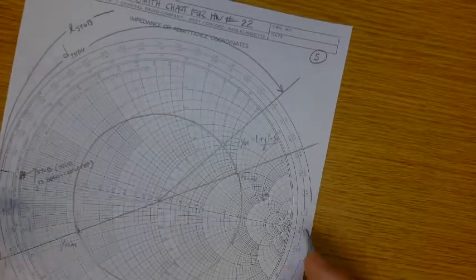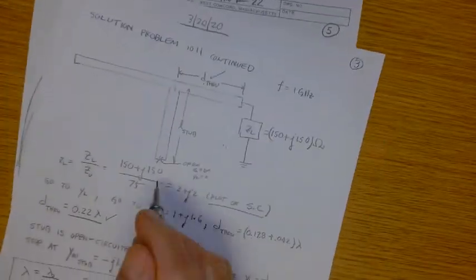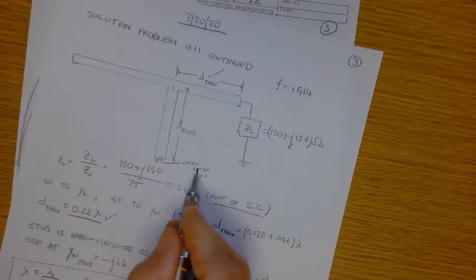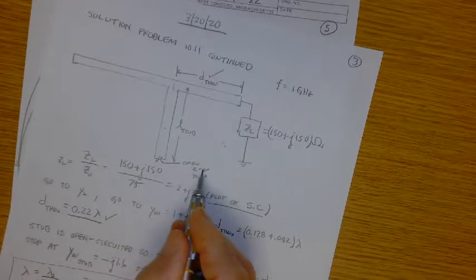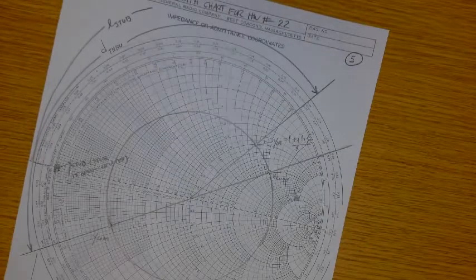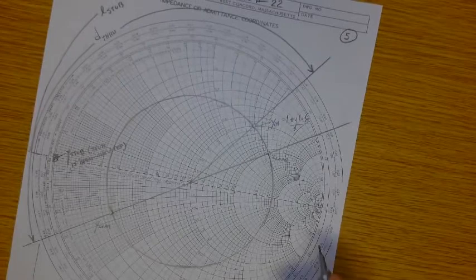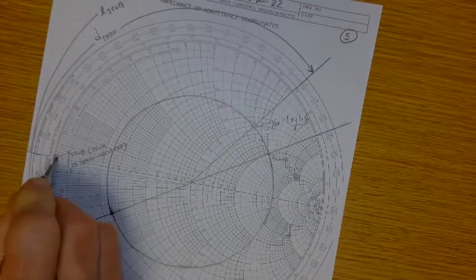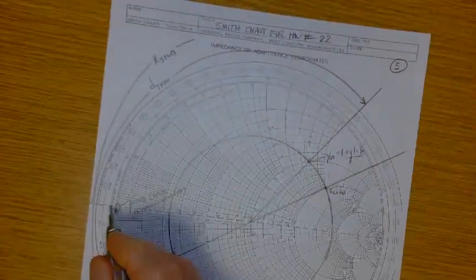Right? Why is that not correct? This is an open circuit. Z load is infinity, so Y load is 0. Where does 0 occur on the periphery of the chart? It occurs right here. And so I have to measure from that.